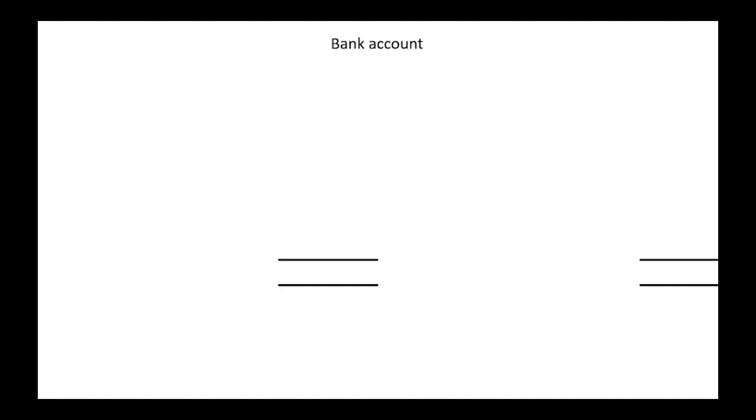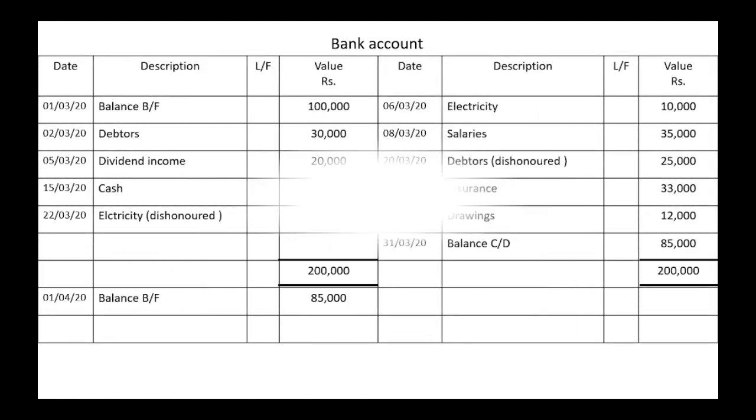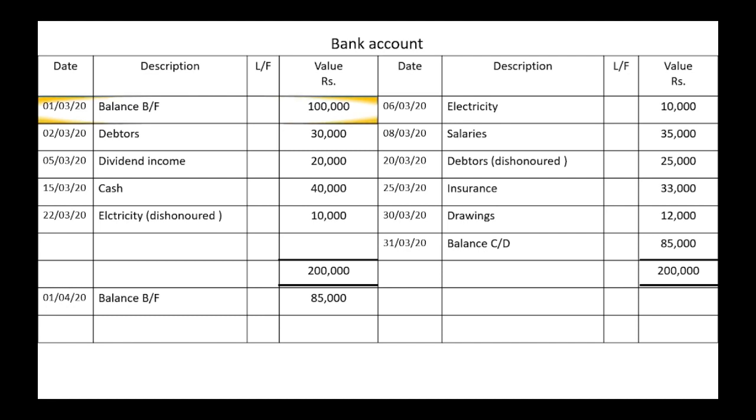So we will see how you are going to prepare this bank account. Right? The first one is balance brought forward. It is debited to the bank account because you have a balance. It is an asset to you. Therefore, the bank account is debited. And the first thing you have done here, you received a direct amount from the debtor to the bank. Therefore, you can debit the bank account 30,000. And here you have received a direct remittance of dividend income on 5th of March. That is also increasing the cash in your bank account. Therefore, you can debit that amount to the bank account.